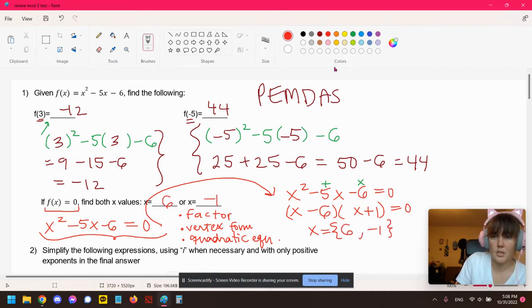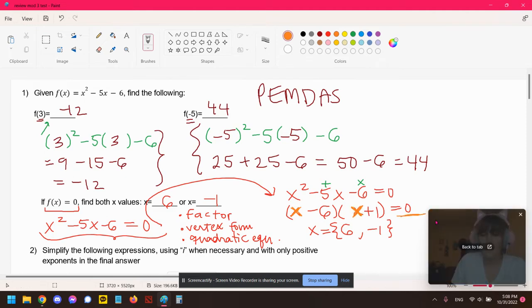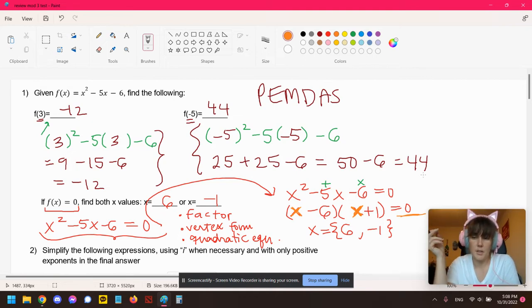Why did I change the signs? I changed the signs because I'm looking for numbers I can plug into these x's that will eventually equal 0. If I plug in 6, I get 6 minus 6 is 0, 6 plus 1 is 7, 0 times 7 is 0. Same for negative 1. That's the thing that makes this equal to 0. I don't want that same number. I want the one that zeroes things out.